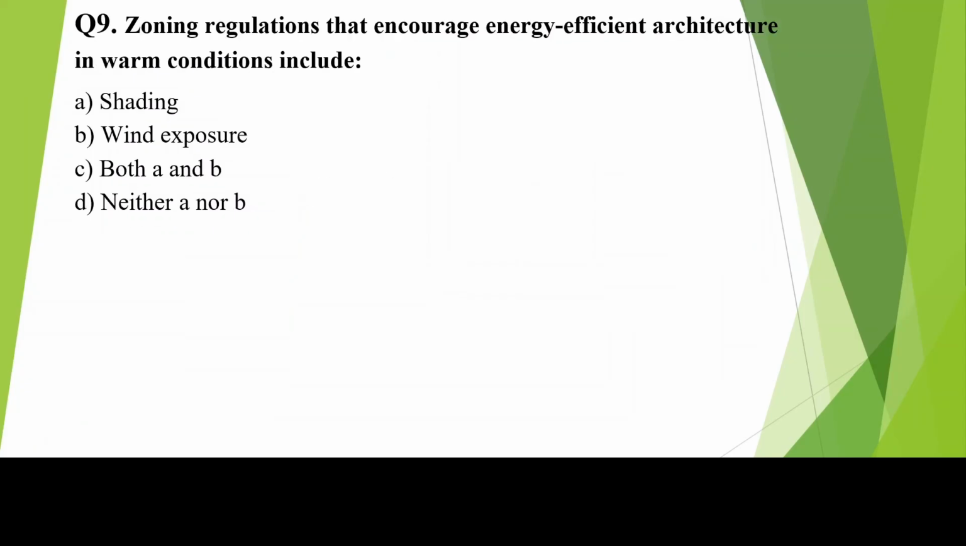So here is the ninth question then. Try to answer the ninth question as well. Zoning regulation that encourages energy efficient architecture in warm conditions includes. This is a very good question which was asked in the previous year assignment questions. So what do you think? This zoning regulation encourages energy efficient architecture in warm conditions either through shading, or through wind exposure, or both A and B, or neither of A and B.